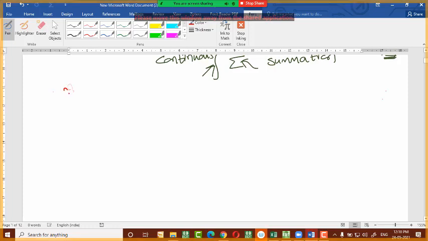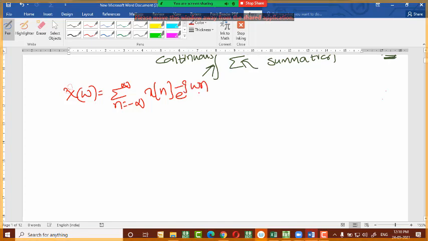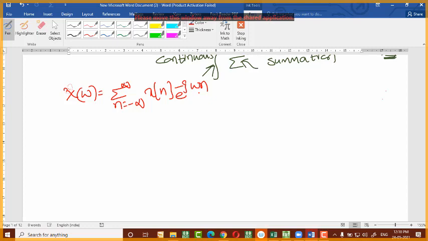So I'm writing once again that formula. X of omega is equal to sigma n from minus infinity to plus infinity x of n e power minus j omega n. The procedure is the same. In the same way you have calculated the Fourier transforms or the Laplace transforms till now, here also you need to follow. Very simple. If you are perfect with the transforms we have completed till now, then it is easy. But you need to work here with respect to the discrete domain. Okay, that's it. So we will see one problem now.